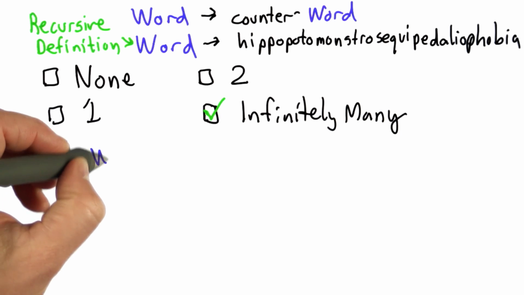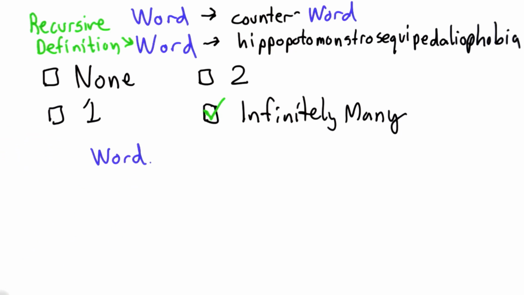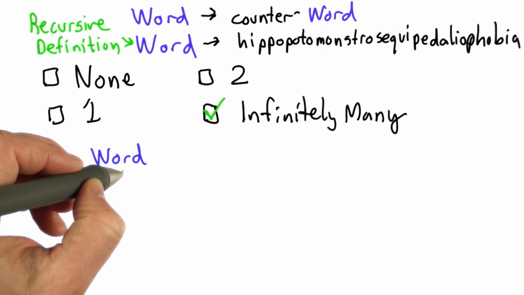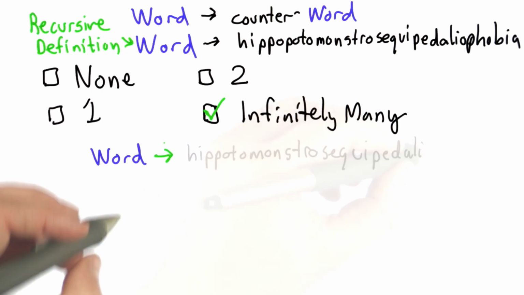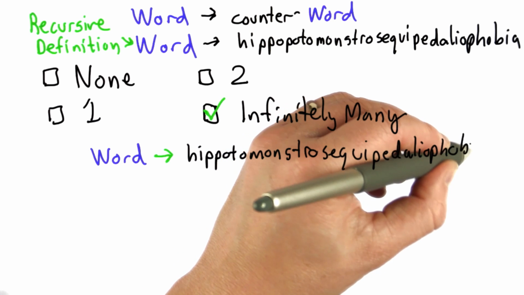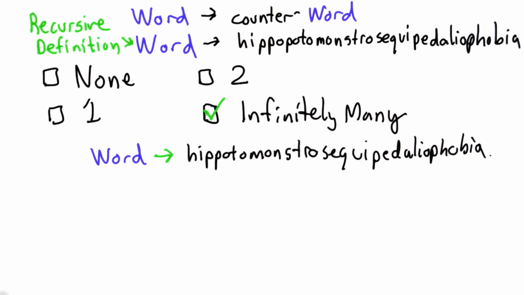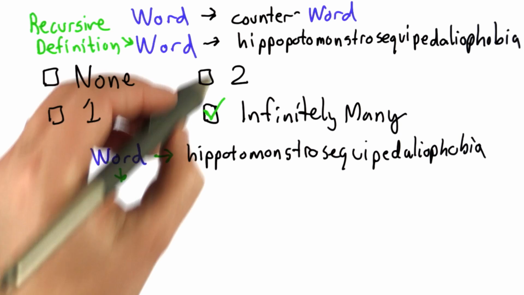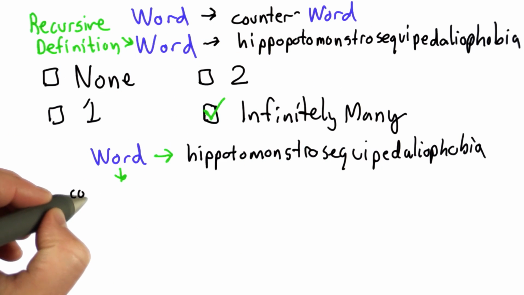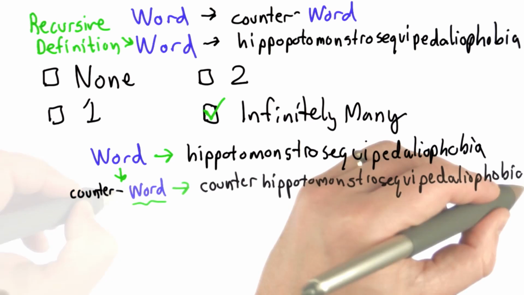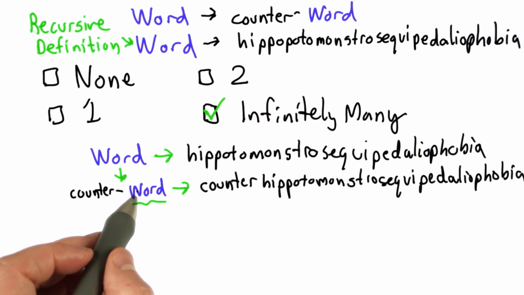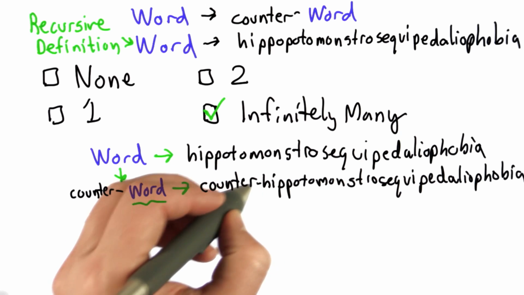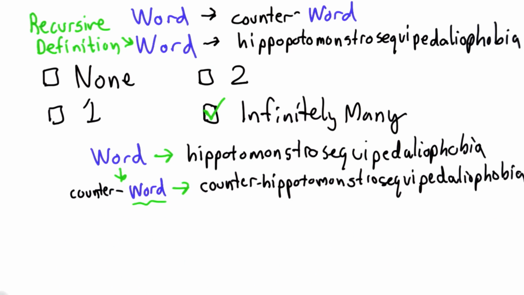So we can start with a non-terminal word, and let's say we choose to use the first rule. We can replace word directly with our hippo word. And we're done. But we had another option. We could have replaced word using the second rule with counter-word. And if we replace this word using the second rule, we'll end up with the word counter-hippophobia.